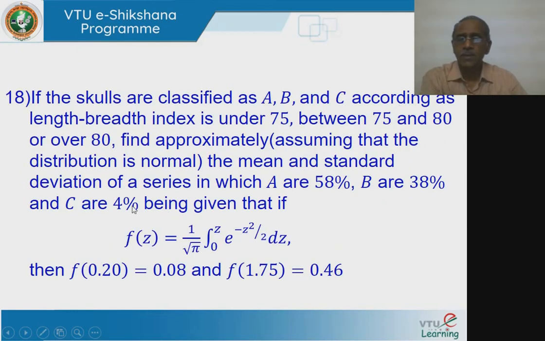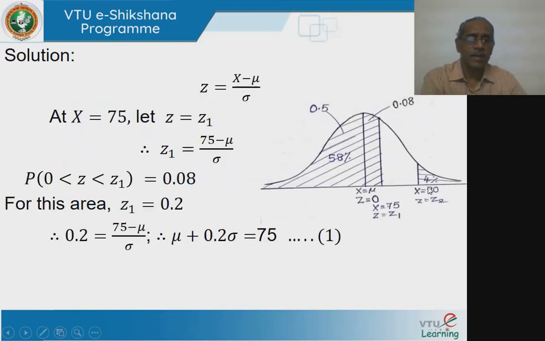Similarly, 4%, that is C category, is over 80. So let x equal 80. Over 80 is 4%, and in between from here to here, the B category, is 38%. Now, to find the values of mu and sigma, we need to calculate the values of z at x equal to 75 and x equal to 80.